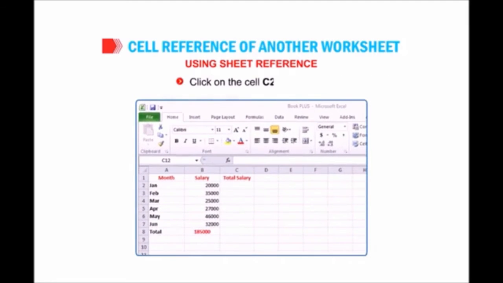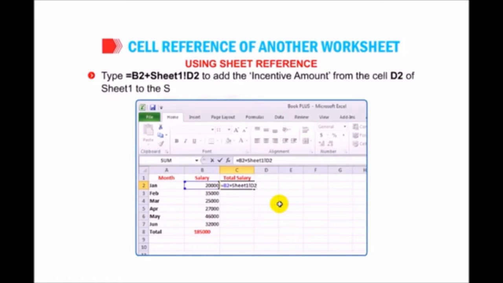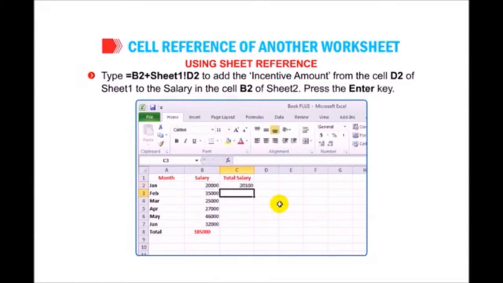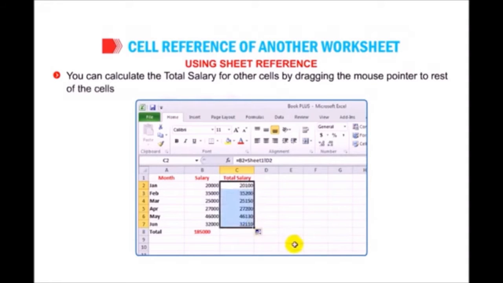Click on the cell C2 of Sheet 2. Type equal to B2 plus Sheet1!D2. This adds the incentive amount from the cell D2 of Sheet 1 to the salary in the cell B2 of Sheet 2. Press the Enter key. You can calculate the total salary for other cells by dragging the mouse pointer to the rest of the cells when the pointer changes to a copy pointer symbol.